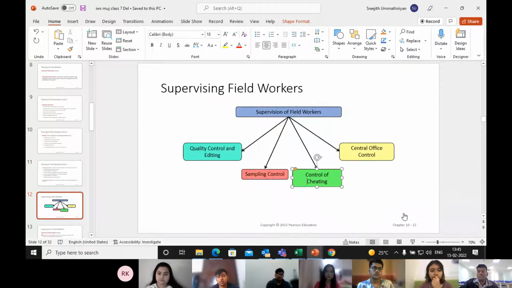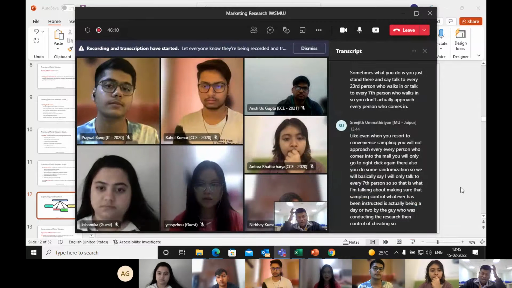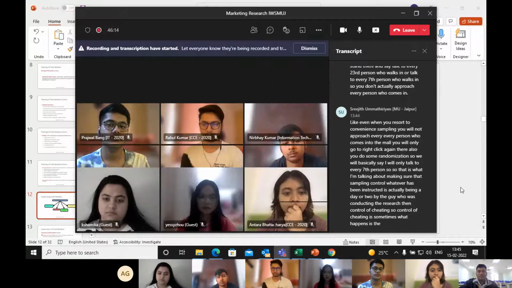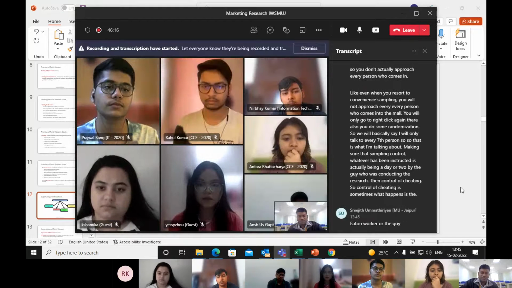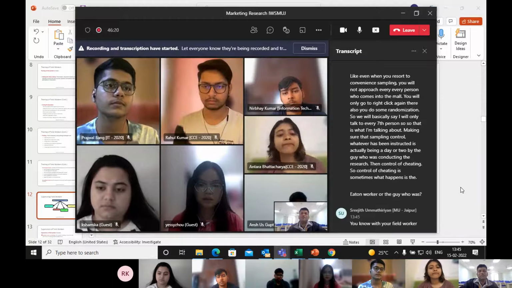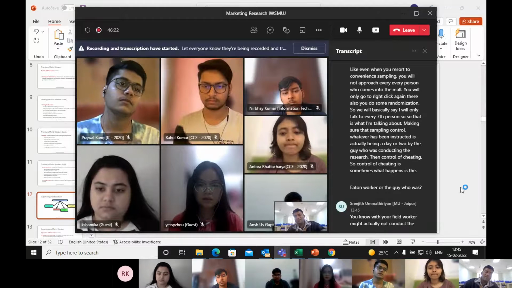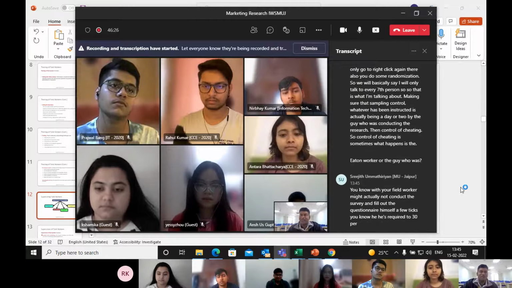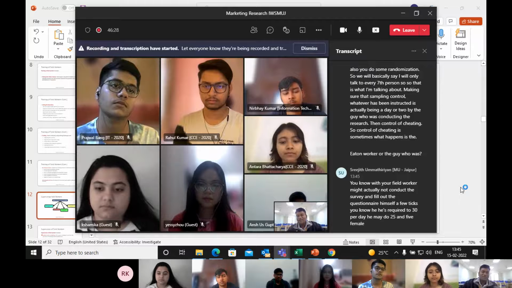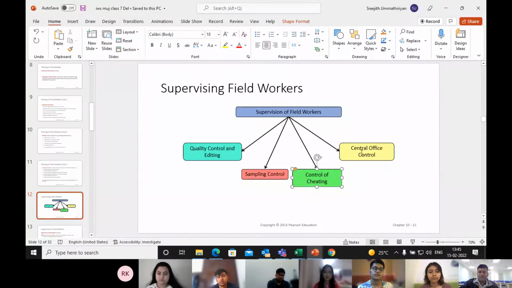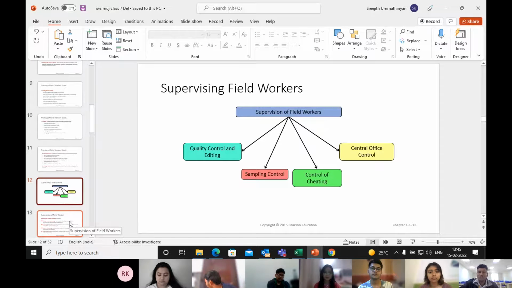Then control of cheating. Sometimes what happens is your field worker might not actually conduct the survey and fill in the questionnaire himself. A few of them, he's required to do 30 per day. He may do 25, and 5 he may fill in himself. So that also has to be checked. Then central office control is basically about costs, efficiency, and all of those kinds of things.